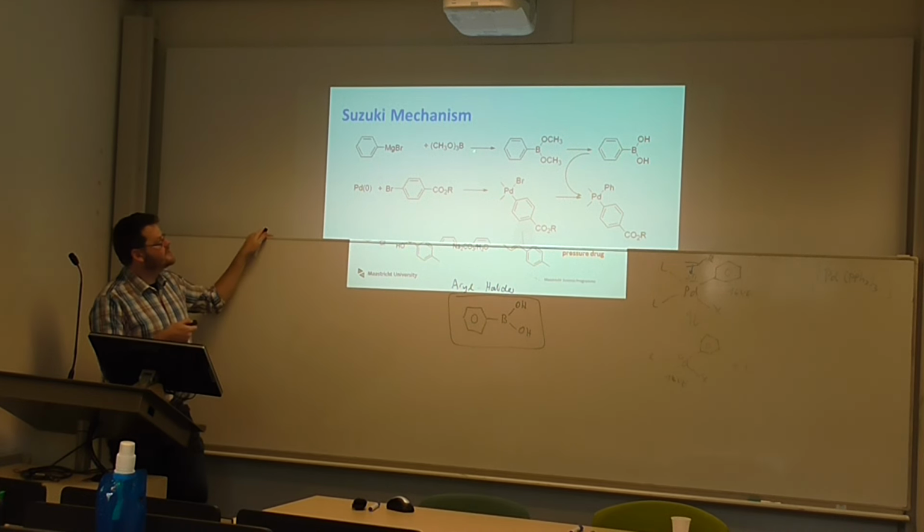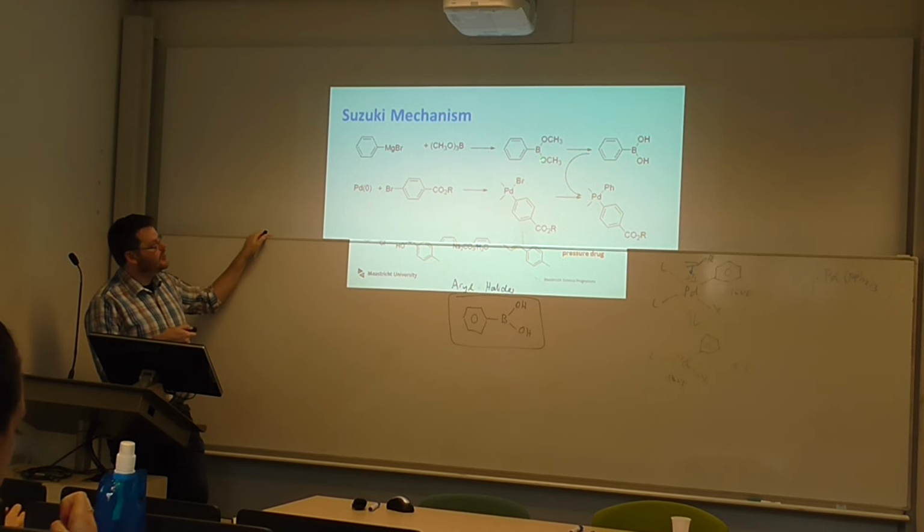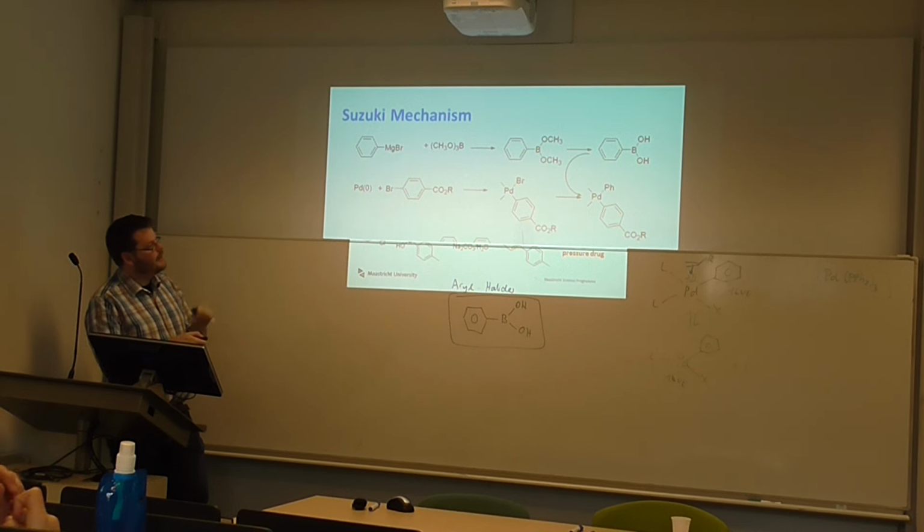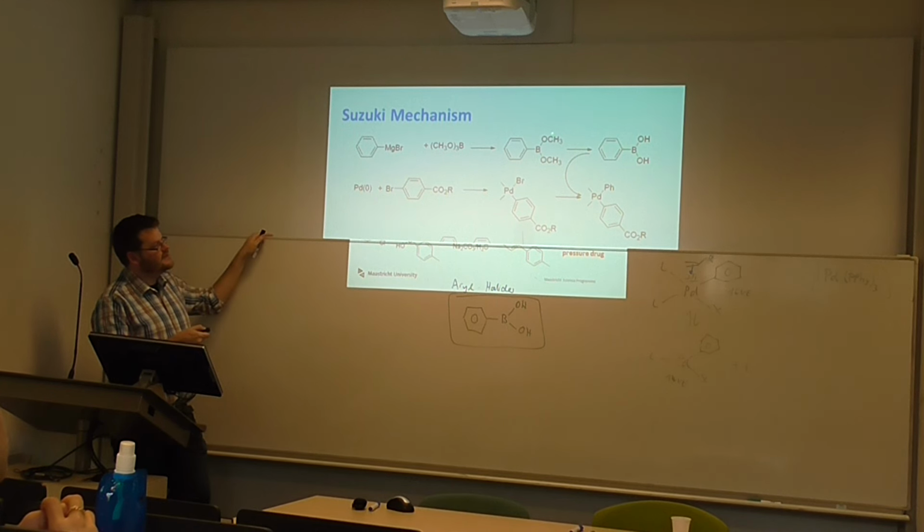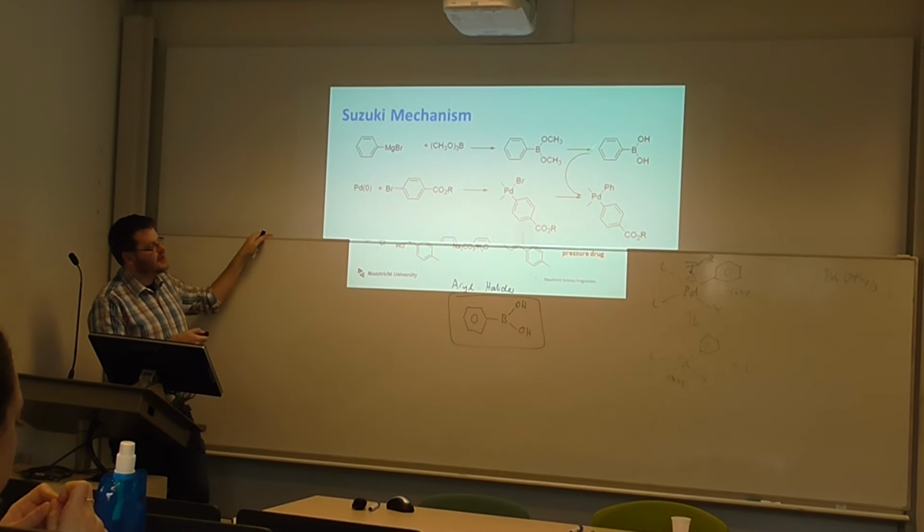So there's quite some versatility. You start off with this guy here, which is commercially available, right? B(OCH3)3, it's trimethoxyborane. And if you react that with the Grignard, you basically get this guy here, okay? Now, that can readily be protonated to form the desired aryl boronic acid.